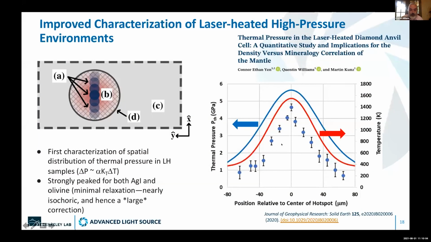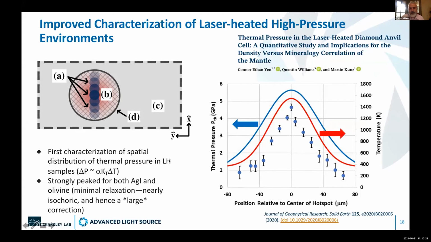This is an image of the pressure across this cell, where the magnitude of thermal pressure is extremely highly peaked right at the temperature peak of the sample. And this is only a 1000 K temperature change, and we're getting basically 4 GPa of thermal elevation associated with it. The red result is the measured temperature gradient, and the blue result is a model result.